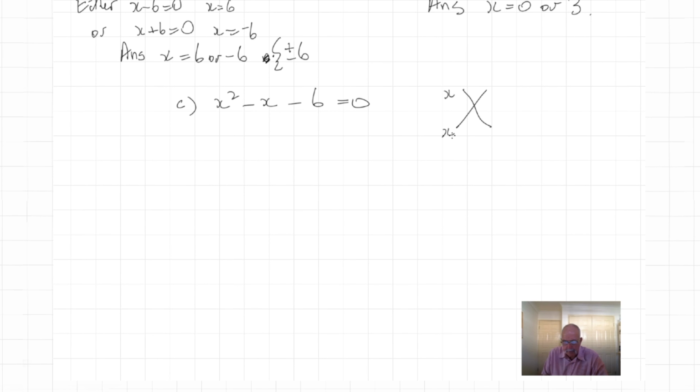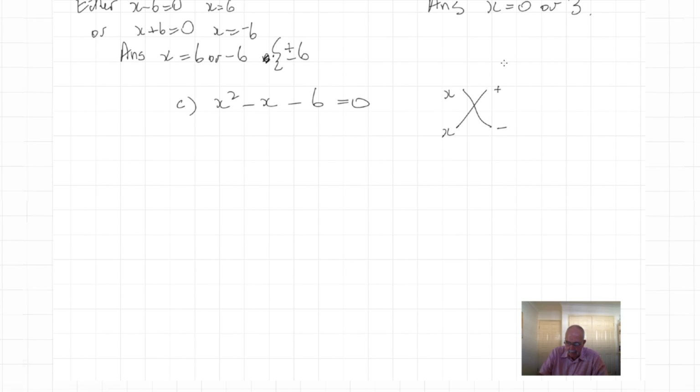To come up with those factors, these two multiply together to give you x squared. These two have got to multiply together to give me the last term, negative 6. Now, the only way I'm going to get negative 6 is if one of these is a positive and one of these is negative. And then when I multiply along here and add them together, I've got to get negative 1x.